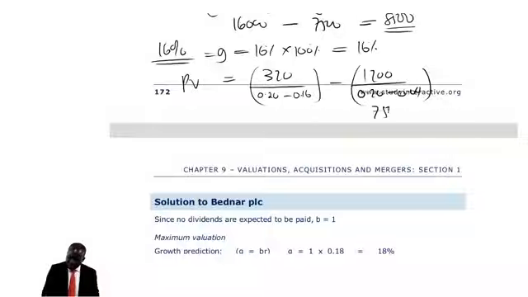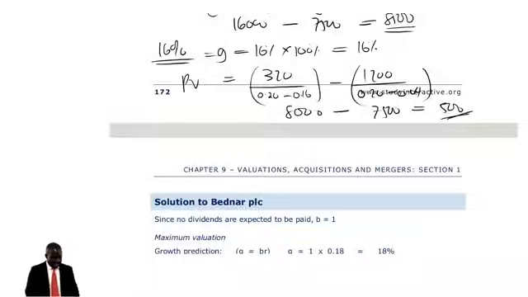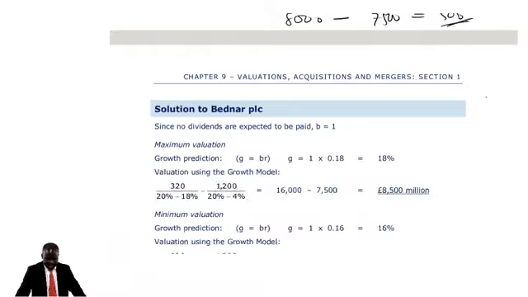This one will bring you to 7.5, and then 320 divided by 0.2 minus 0.16, and that is what? 8,000, and the market value will simply be what? 500. It's just showing you something. So that is basically the case.